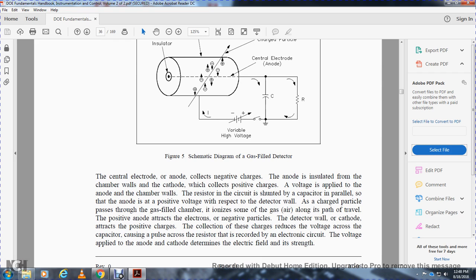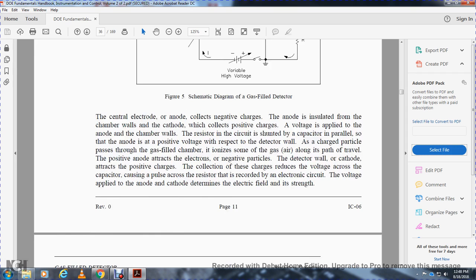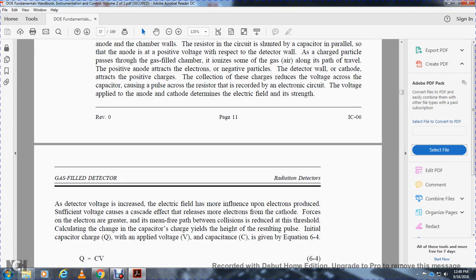Detector wall and cathode track the positive charge collection, with the charge reduced with the voltage, through the capacitor, the pulse, and the resistor, recorded with the electronic circuit. The voltage is amplified between the anode and cathode, which determines the electric field strength. As the detector voltage increases, the electric field has a more efficient influence upon the electrodes.